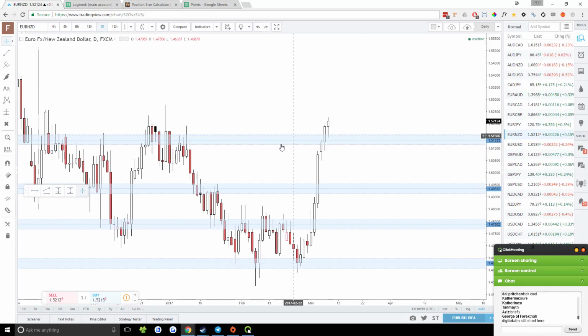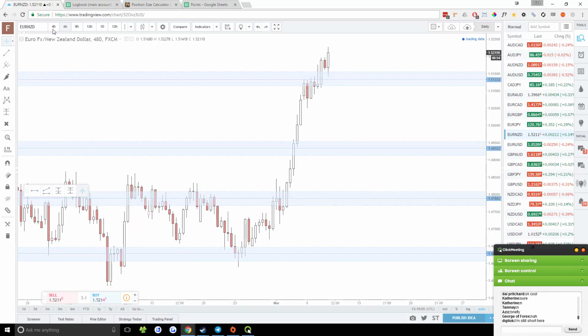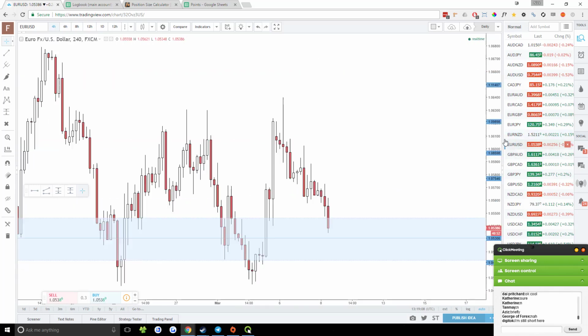Euro New Zealand, this is one of the potential setups we had yesterday that never actually triggered because it kept moving. And today it's showing us nothing. Euro USD.